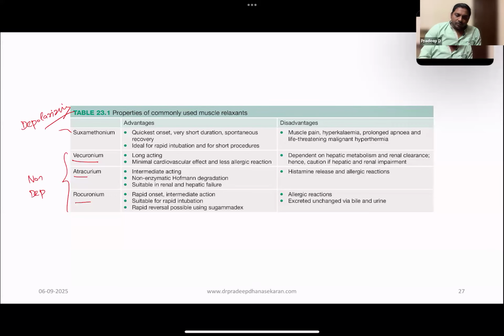Right? From an MCQ point of view, malignant hyperthermia risk is with suxamethonium. Vecuronium is dependent on the liver and kidney, so it should be used cautiously in CKD patients and liver disease patients. In such patients, you will prefer atracurium. Atracurium is more prone to cause anaphylactic reactions. Vecuronium and rocuronium, even though they have a long duration of effect, can be reversed with neostigmine and sugammadex.